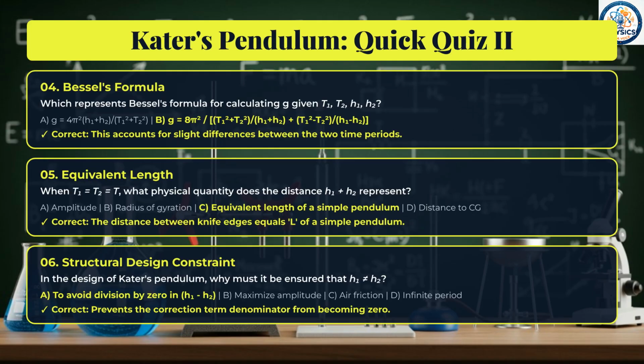Here are more quiz items. Bessel's formula accounts for slight differences in the periods. When the periods are equal, the distance between the knife edges is the equivalent length of a simple pendulum. Note that the knife edge distances must not be equal to avoid division by zero in the correction term.